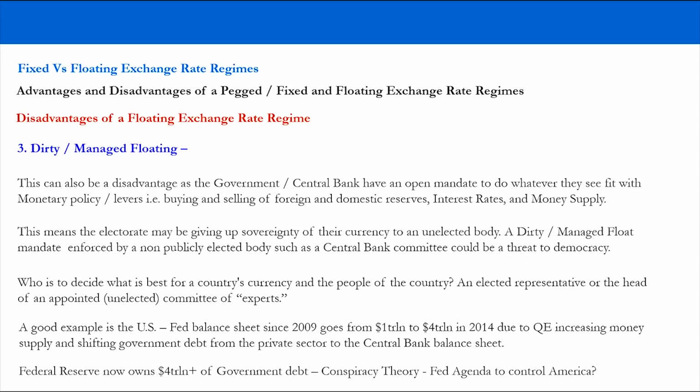And this can be a good example of how sovereignty is lost in a country, because now there's a conspiracy theory that says the Federal Reserve has its own agenda. The Federal Reserve's agenda is to control the US government by owning large portions of US government debt. And if you control the US government and their spending and taxation, you control America. Now, obviously, that's a conspiracy theory. I'm not massively into conspiracy theories myself, but you can see the argument.